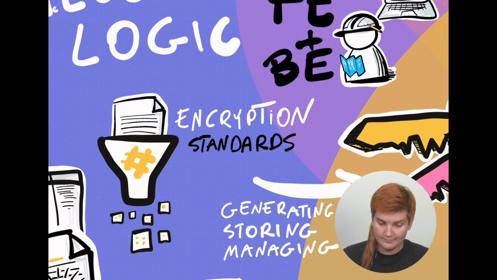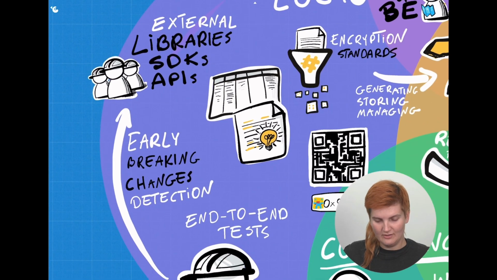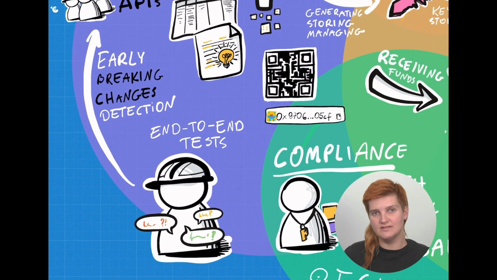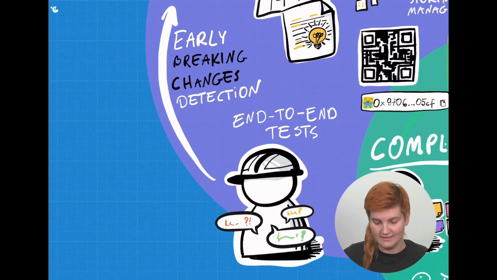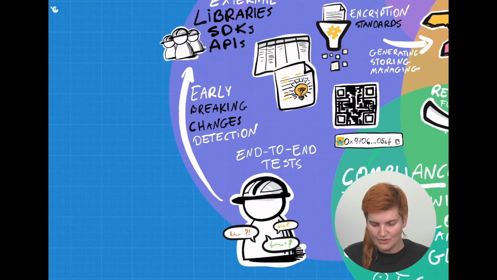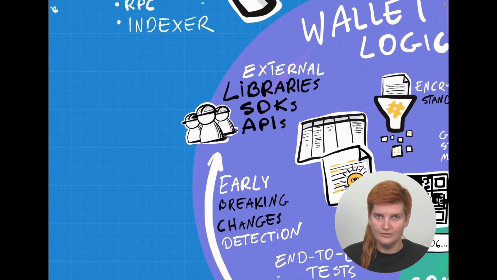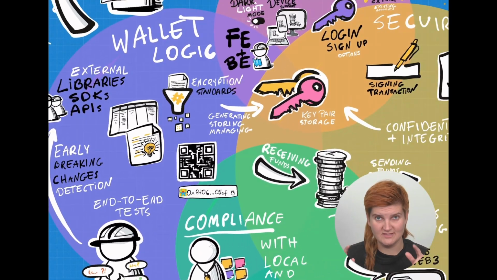But before we jump into the security aspect, let's think about end-to-end tests. If we commit to having the highest quality software, we cannot neglect end-to-end testing. If we have very rigorous end-to-end testing practices, we can detect early enough the breaking changes introduced by external libraries, ensuring a smooth and reliable user experience. Let's dive into security aspects now.